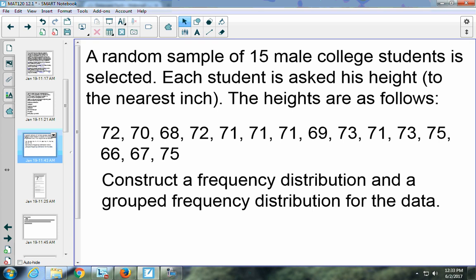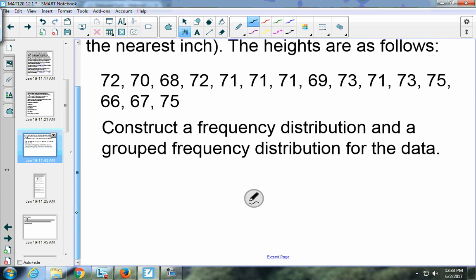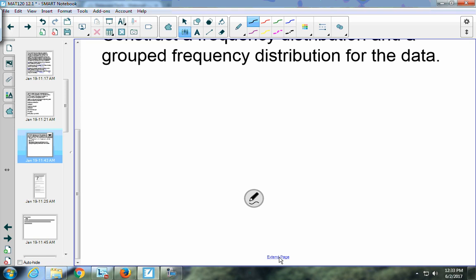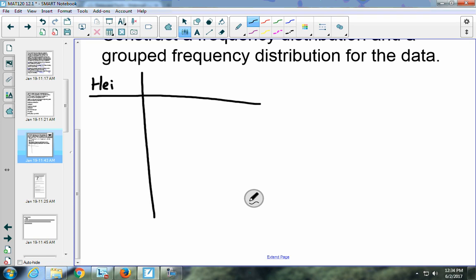When we're trying to make a frequency distribution, we always need at least two columns. One for a label of whatever was actually measured, in this case height, and one for how frequent something occurs. If we're making it from a list of data, we sometimes also put a column in the middle called tally to help us figure out what the frequency should be.